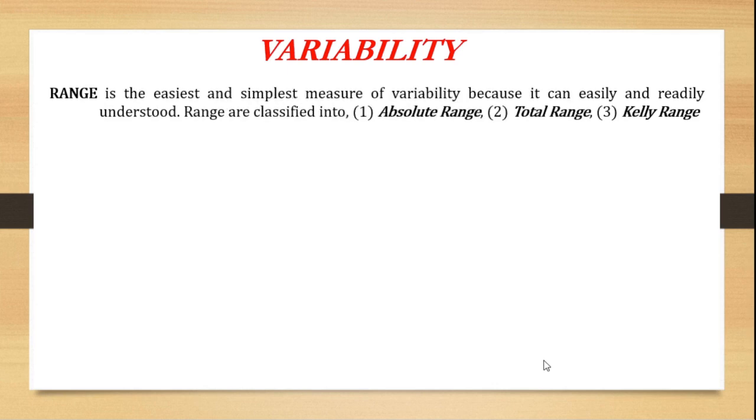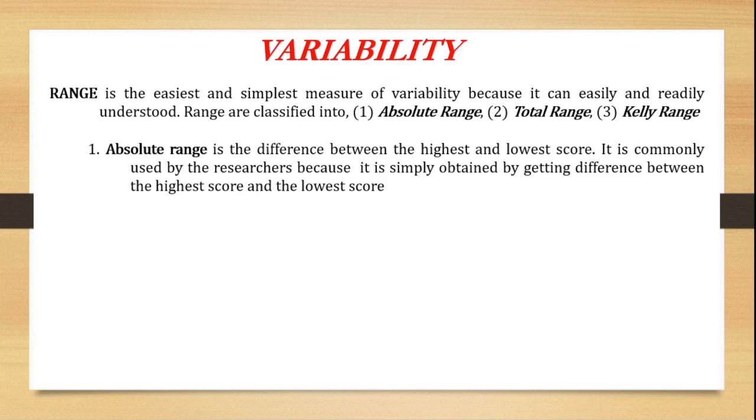Let us define range. Range is the easiest and simplest measure of variability because it can be easily and readily understood. Ranges are classified into absolute range, total range, and the Keller range. Absolute range is the difference between the highest score and the lowest score. It is commonly used by researchers because it is simply obtained by getting the difference between the highest and the lowest score.